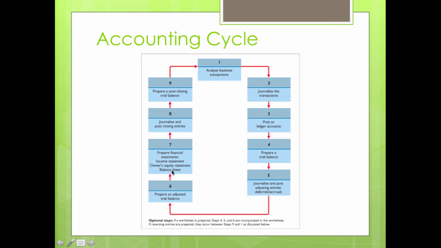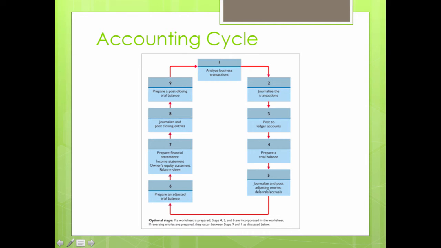Then you prepared financial statements. Remember, that was the income statement, owner's equity statement, and balance sheet. And then you closed the books, which I just went over. And after you close the books, you complete the post-closing trial balance. And done. This is the accounting cycle. You start over and over again and go in this circle.